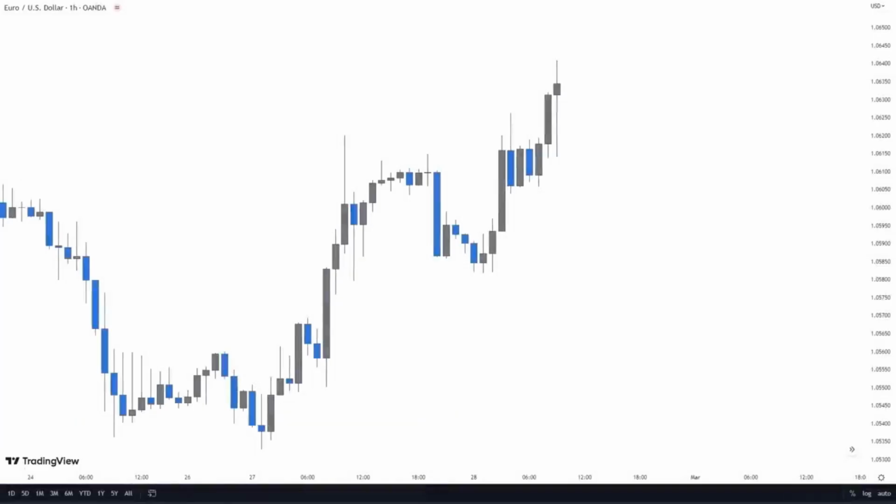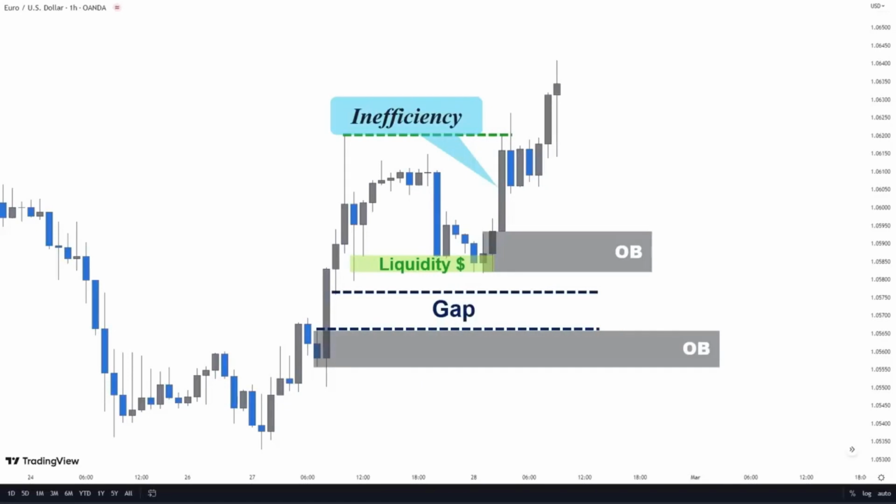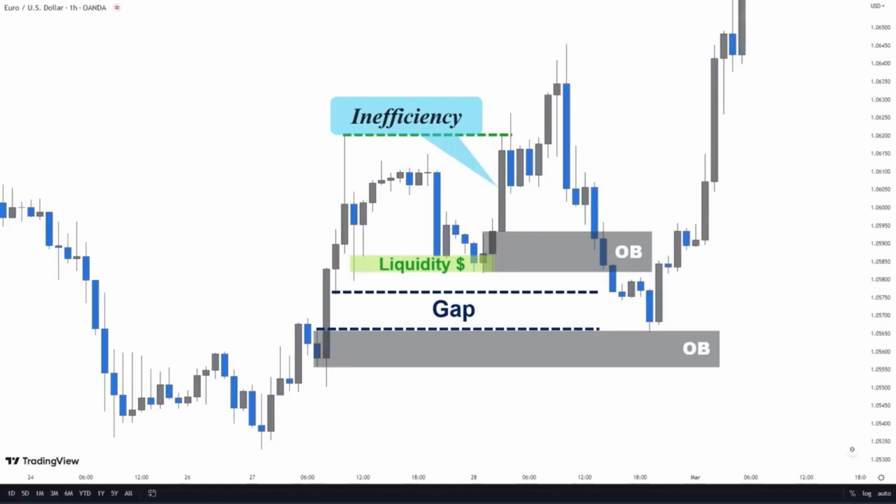Here we have euro-dollar in a 1-hour time frame. We can spot this valid order block that created inefficiency and break of structure, but looking at the left side, we can spot this support that rejected the price multiple times. So, there is a lot of liquidity gathered below this level. Also, we have gaps exactly under this zone and another valid order block. So there is a high chance for the price to break below this liquidity zone, to fill the gap and continue pushing up when it taps into the second order block.